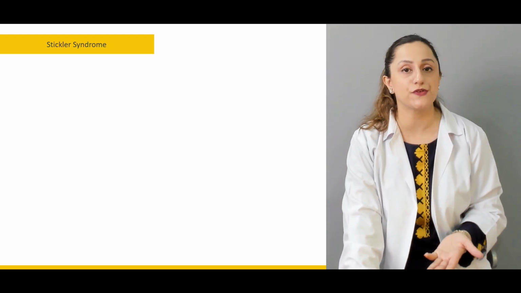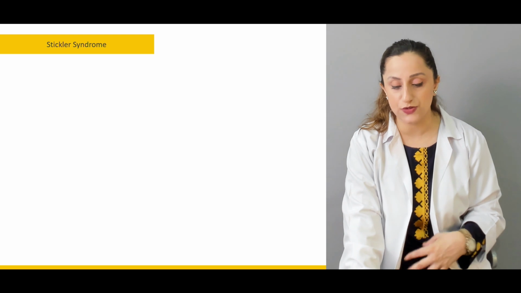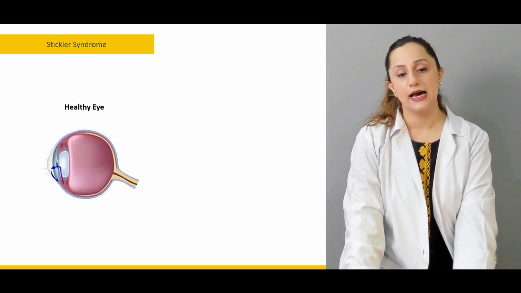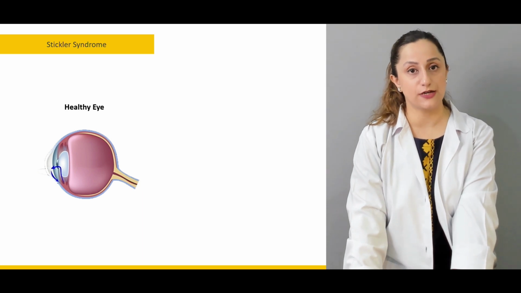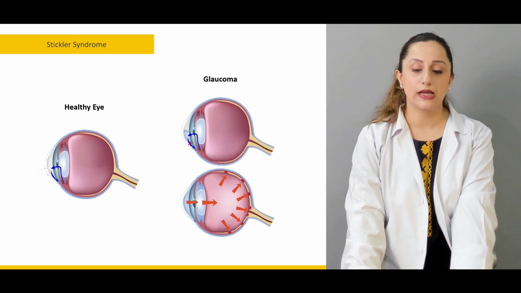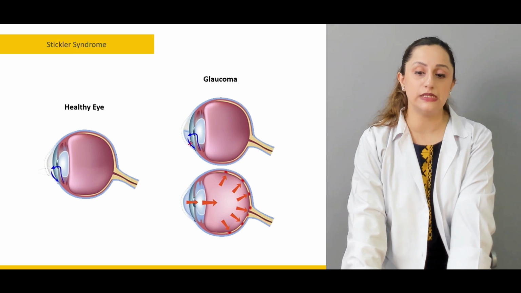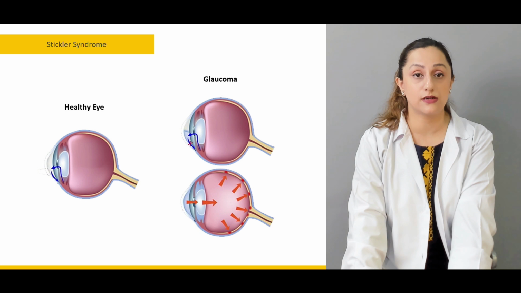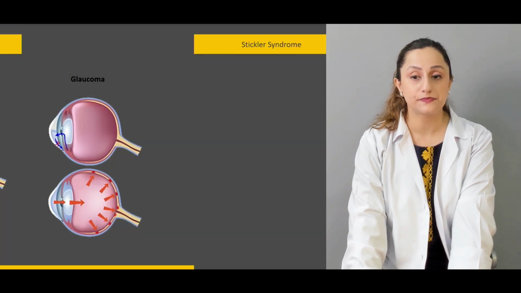The choroid is also affected. The retina is also affected. The lattice degenerations are the particular features that are seen in a patient who is suffering from Stickler's syndrome. Glaucoma is one of the particular features that is seen in patients who are suffering from Stickler's.